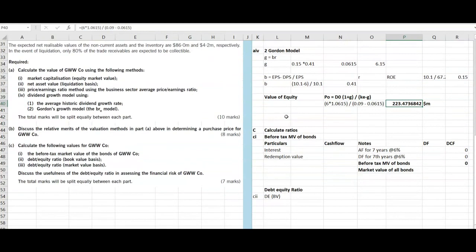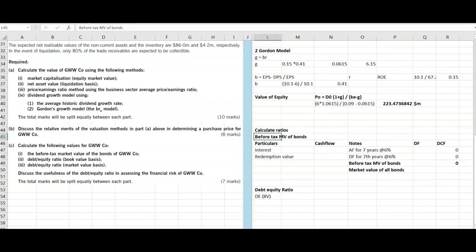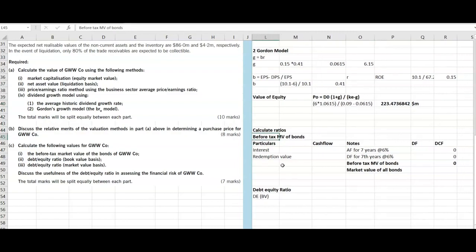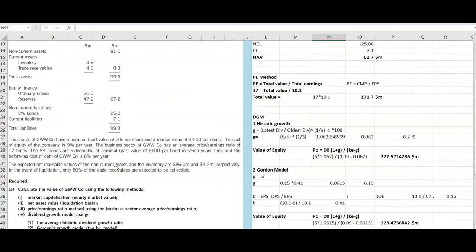So we'll move on to the C part. So in the C part, there are three calculations which are required. One is the before tax market value of the bond, debt equity ratio on book value basis, and debt equity ratio on market value basis. So to value a bond, this is the format. We'll start. So we should have interest. So interest is before tax. So we'll just have to find out the interest here.